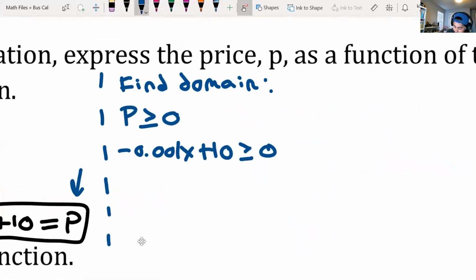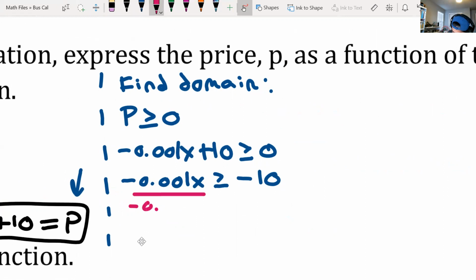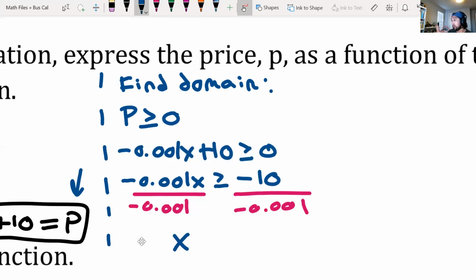Subtract 10 from both sides. Good. So I'll move that 10 over. And then you'll divide by negative 0.001. And here, what happens when you divide by a negative on an inequality? The sign flips, right? So you'll get x has to be less than or equal to what number?